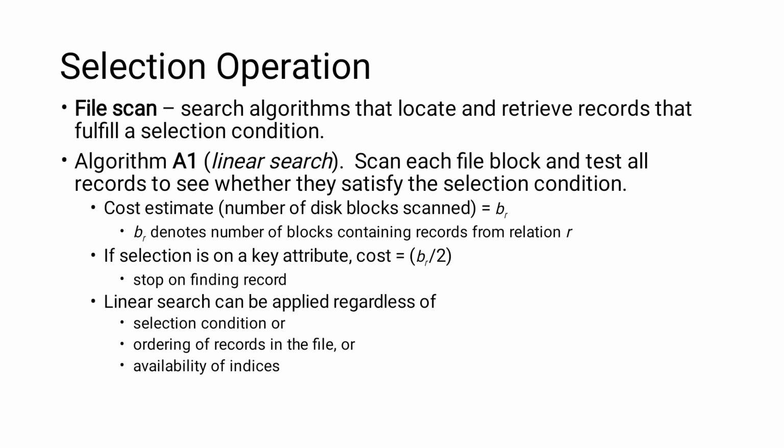The selection operation: we should consider a selection operation on a relation whose tuples are stored together in one file, and two scan algorithms are used to implement the selection operations. The basic algorithm is A1, linear search. In a linear search, the system scans each file block and tests all records to see whether they satisfy the selection condition.